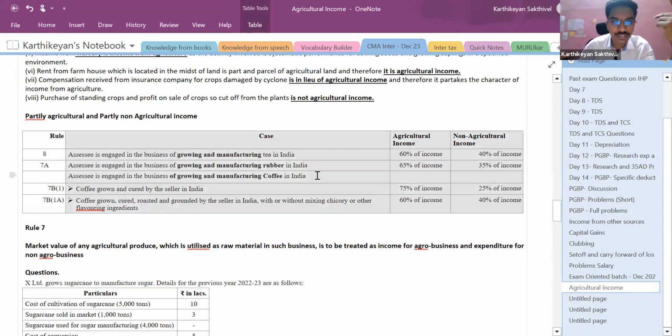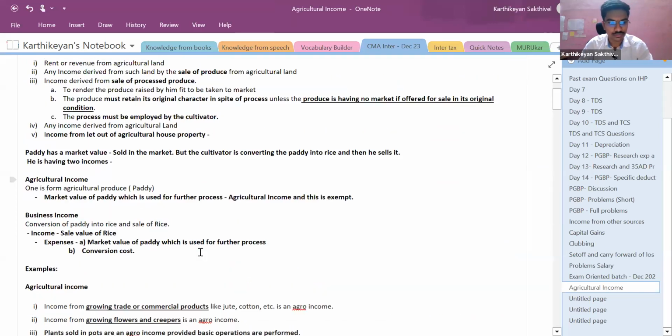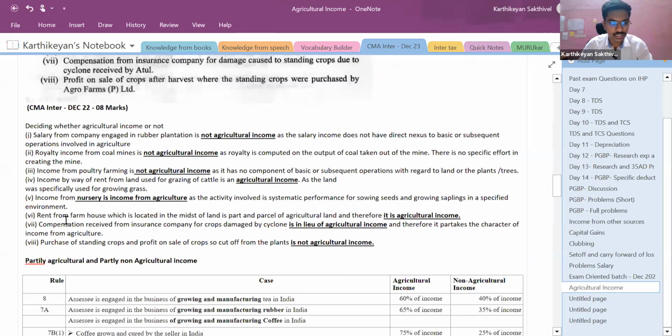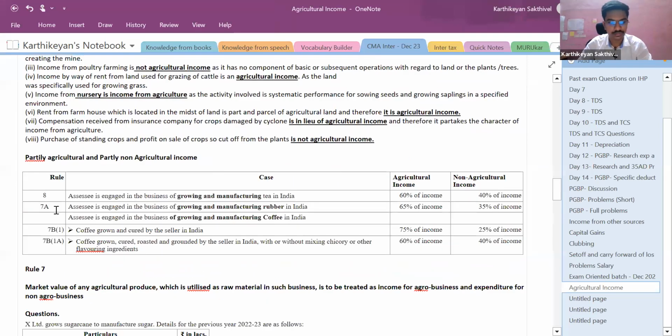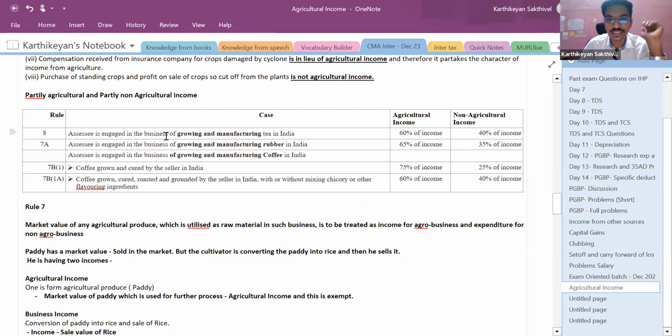If he is not into these 3 businesses, one best example is paddy and rice, then you should go for Rule 7, which we have discussed here. This one. In the example, the method that we discussed is what is to be taken. Okay? So now we'll go to the specific cases.